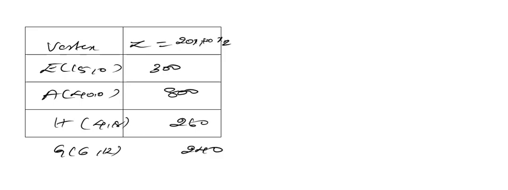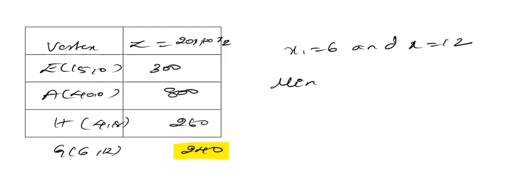So you have to check among these which value is minimum, because we are finding the minimization type. So this value is minimum. The value is minimum for x1 is equal to 6 and x2 is equal to 12. So the minimum Z is 240.